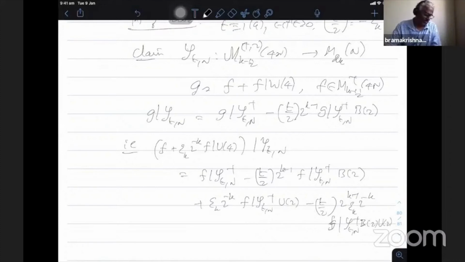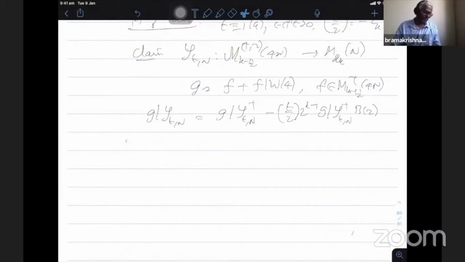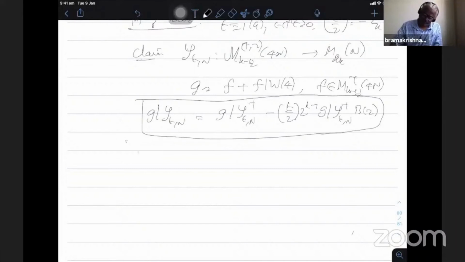One second, let me check what I wrote. I will follow the notes and then write it. That is better. So this is known. If I take S_{t,N}, this is the property. Therefore, g bar S_{t,N} is, assume that f bar S_{t,N} plus is capital F. So I take that one, which is equal to capital F minus (t by 2) 2^{k-1} f bar B2. So that's what I did. The whole thing, the first one I did.